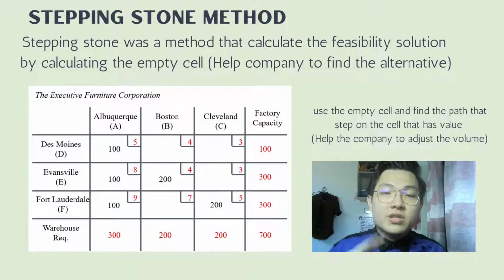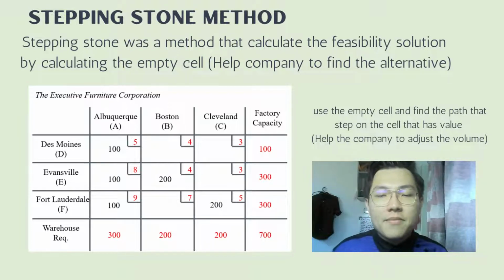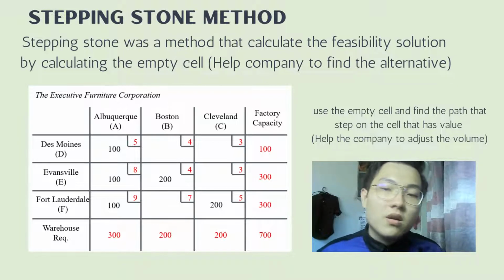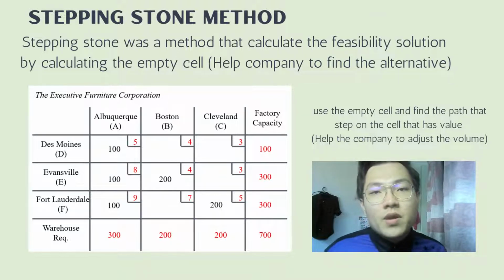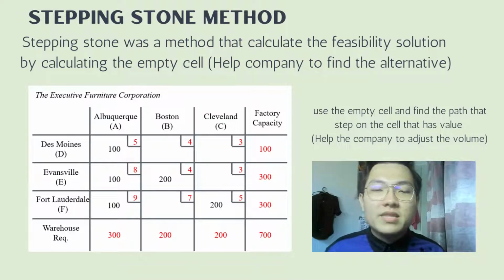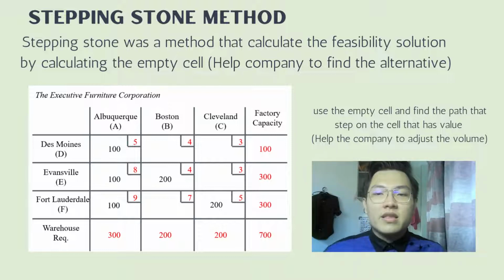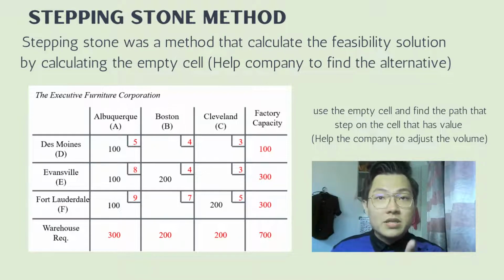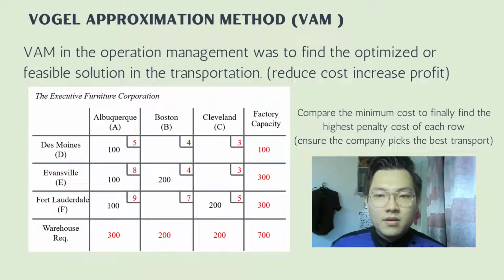We go all around the steps until we find the stepping stone value of BD or CD, right? We calculate all of the empty cells, and we get positive values without a negative value, which means that this is the best transportation method that can help the companies to earn the profit. That's all from the stepping stone method.